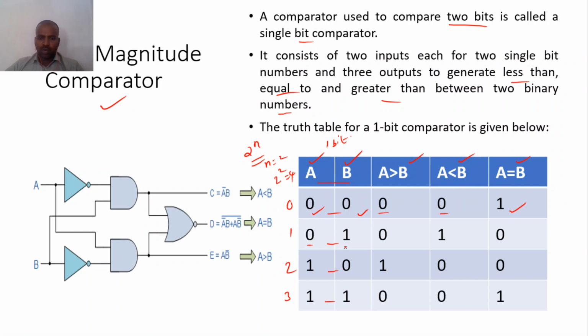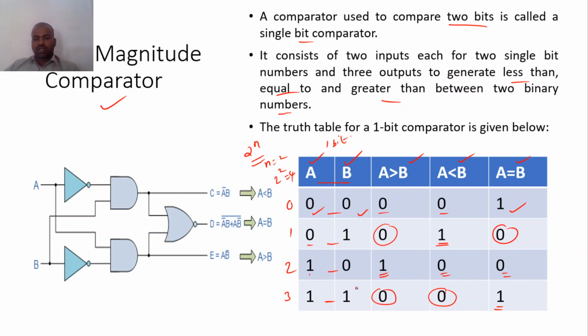Then 0 1: comparing A with B, A is less than B, so in the A less than B column the value is 1, and the remaining two places are 0. Then 1 0: A is greater than B, so the output here is 1, and the remaining two places are 0. Now 1 1: again A equals B, so that output is 1, and the remaining two are 0. In this way we need to create the truth table.